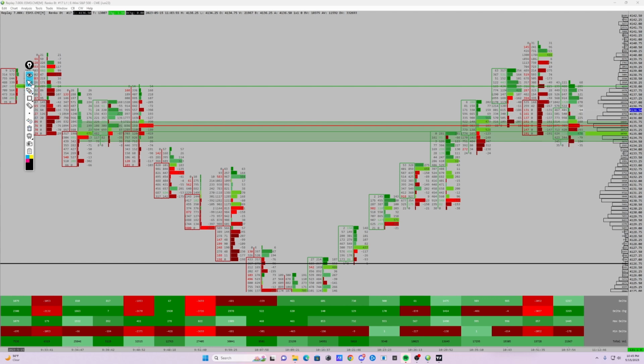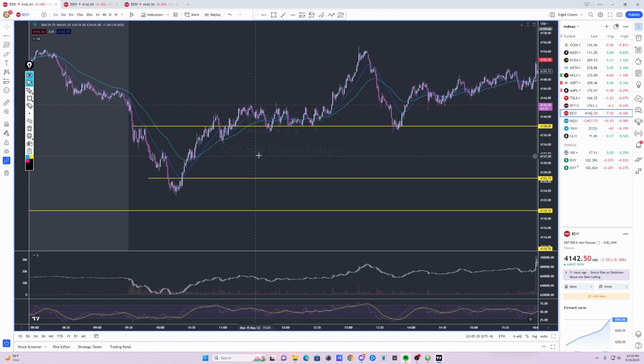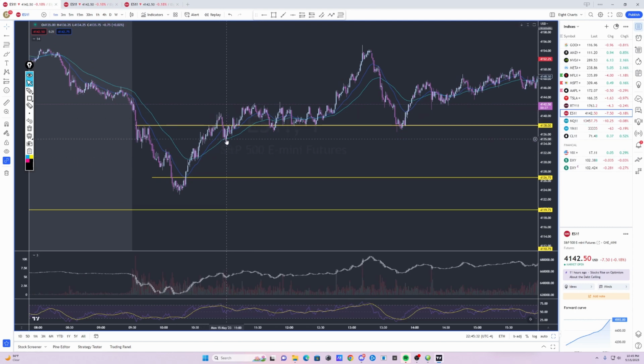These are the types of trades that you want to look at taking. Let's pause this here. We'll flip over here. So this is the pullback right here that we just witnessed.